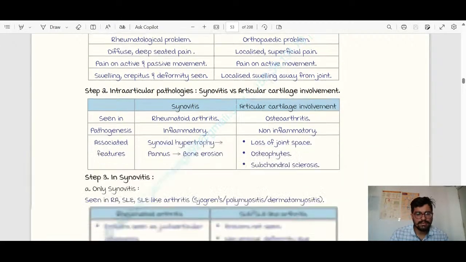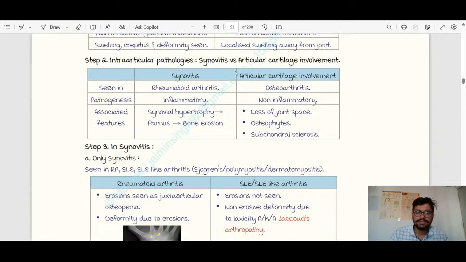extra-articular. Articular pathology: synovitis versus articular cartilage involvement. Seen in rheumatoid arthritis: inflammatory synovial hypertrophy, pannus, and bone erosion. Here, associated features take place. But in articular cartilage involvement, osteoarthritis is non-inflammatory, with loss of joint space, osteophytes, and subchondral sclerosis.